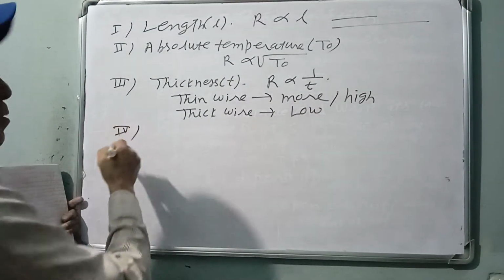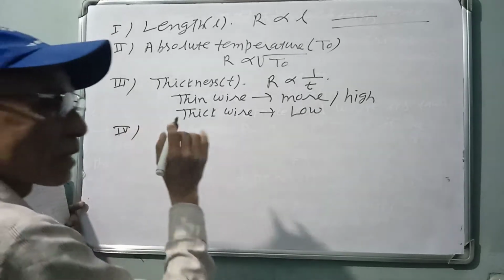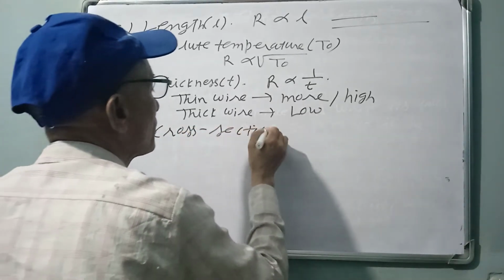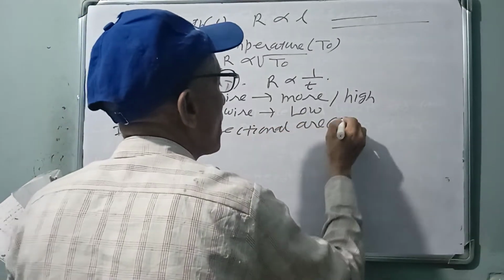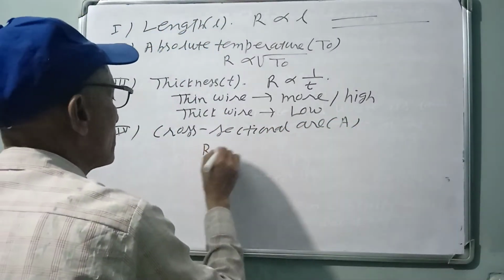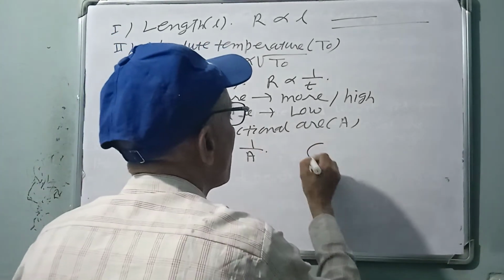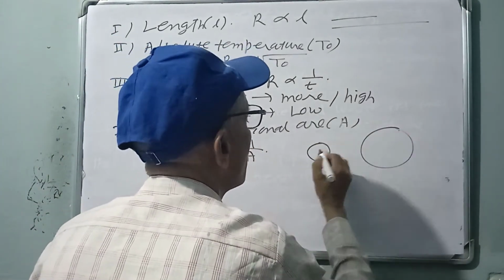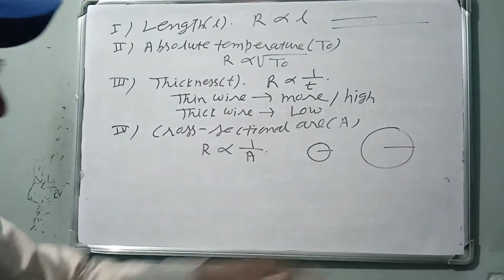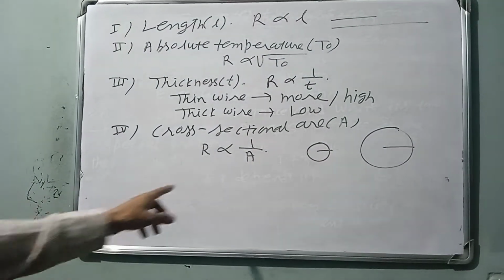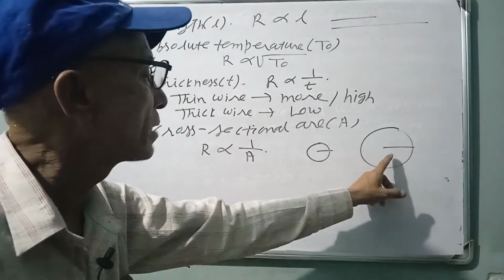And another number 4, cross sectional area, A. Resistance is inversely proportional to cross sectional area. Small area, big area. See, when the area increases, resistance decreases. When the area decreases, resistance increases.